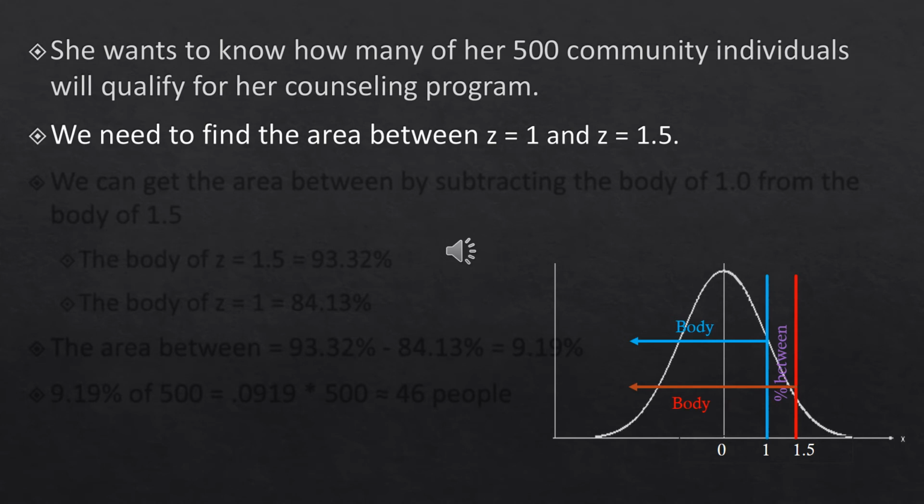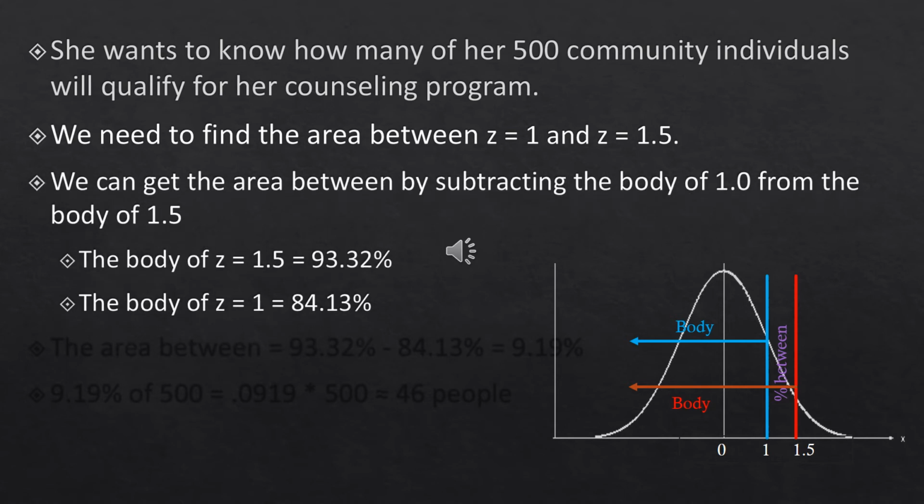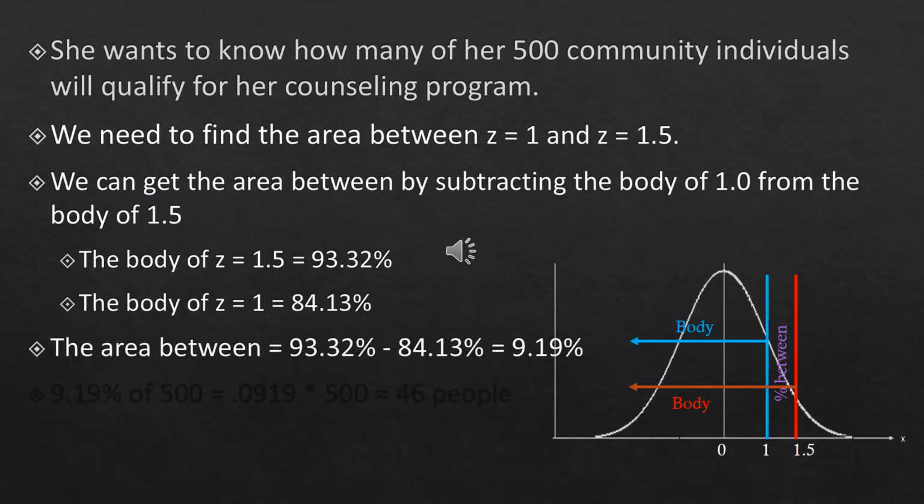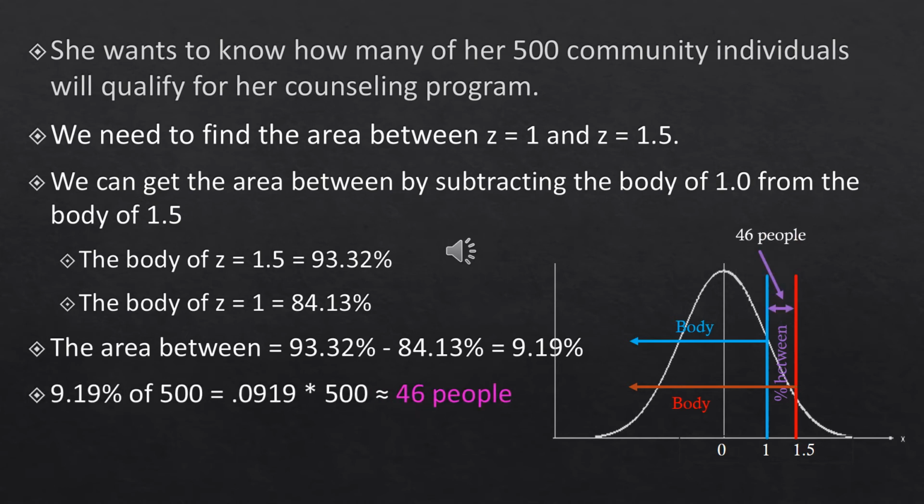So we need to get the area between z-scores of 1.5 and 1 in order to turn that into a number of people. It looks to me like if we get the body of a 1.5 and subtract off the body of a 1, what will be left is the percentage of scores between a 1.5 and a 1. And that's what we want. So if the body of a 1.5 is 93.32 and the body of a 1 is 84.13, and we subtract those to get the between area, I get 9.19%. Which if we multiply the proportion 0.0919 times 500, we get that that's about 46 people she will have in her study that qualify for her counseling program.